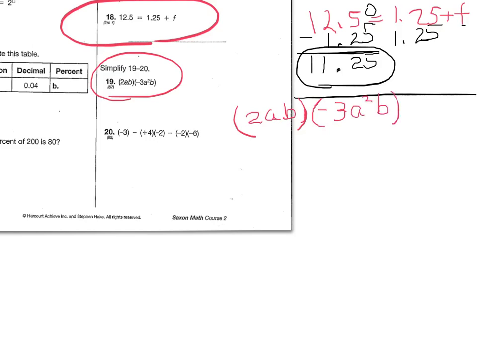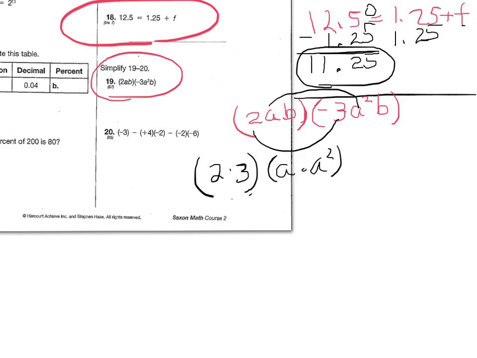Okay, now the commutative property tells us that we can mix up the order here. And let's do that. We have 2 times 3, so we'll write 2 times 3. Okay. And then we have A times A squared, so A times A squared. And then we have B times B.